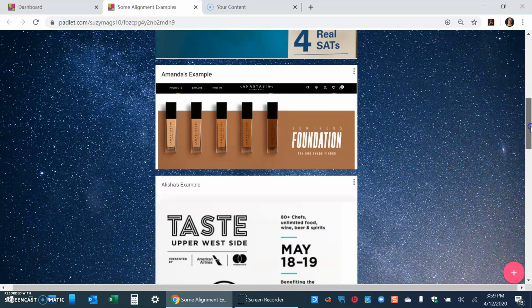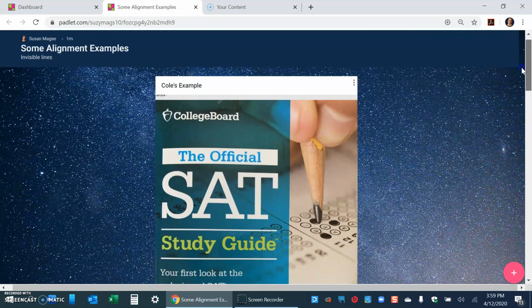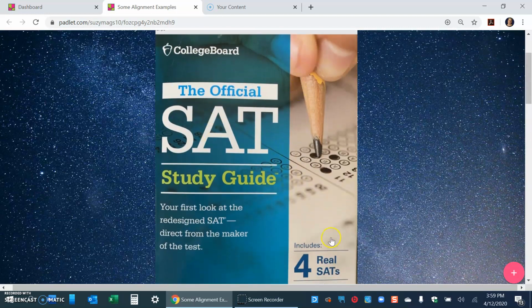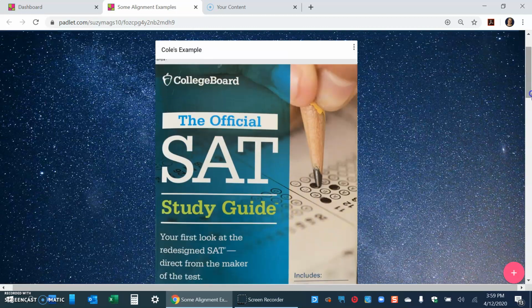That was also Tanya's. Let me come up here. This one was Cole's. And I think Cole actually took a picture of his old SAT book that he had lying around, so I think that's why it looks a little bit bended. So this is interesting because if we look at this alignment, the designer here turned this cover into a grid, right?